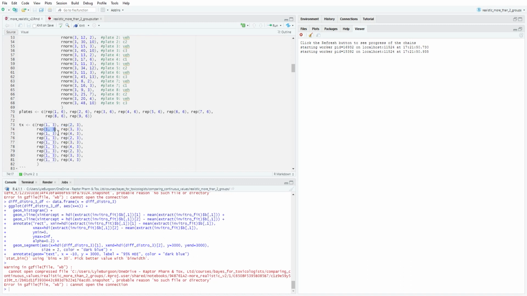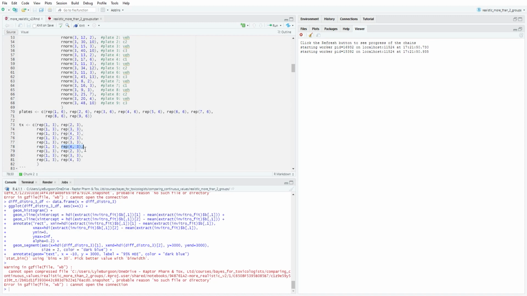And then it's going to be 1, 1, 1, and then 3, 3, 3. And then 1, 1, 1, and then 4, 4, 4. And then 1, 1, 1, 2, 2, 2. 1, 1, 1, 3, 3, 3. 1, 1, 1, 4, 4, 4.